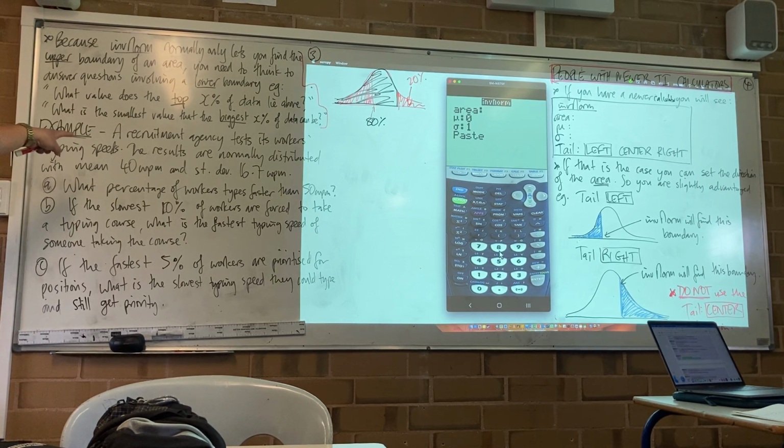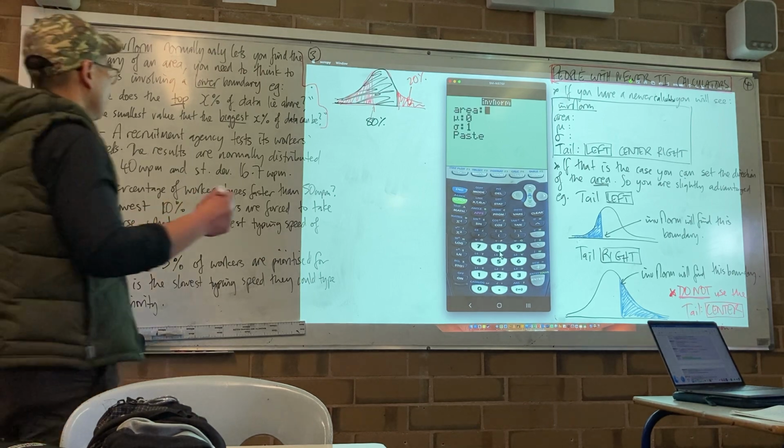A recruitment agency tests its workers' typing speeds. The results are normally distributed with a mean of 40 words per minute, standard deviation of 16.7. What percentage of workers types faster than 50 words per minute? I like to chuck this in.